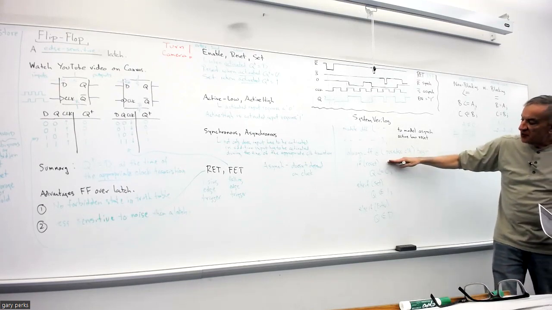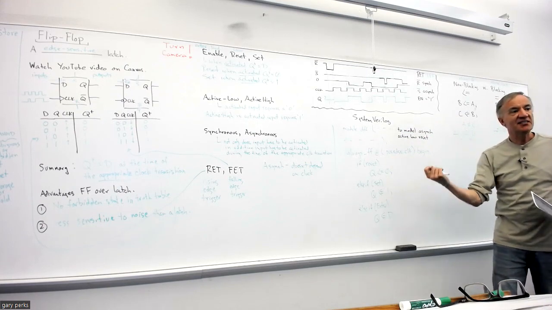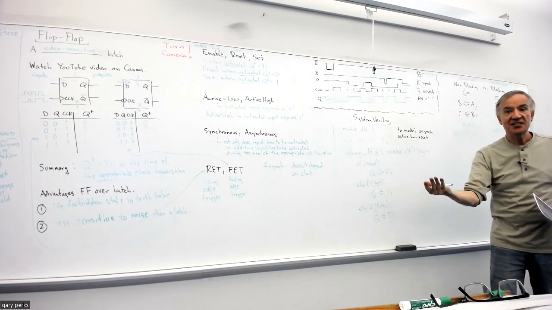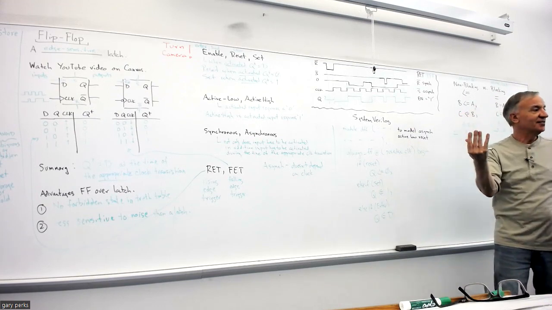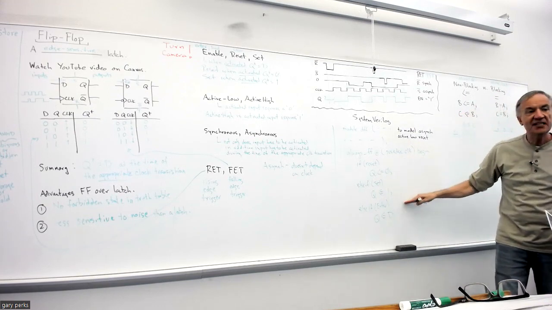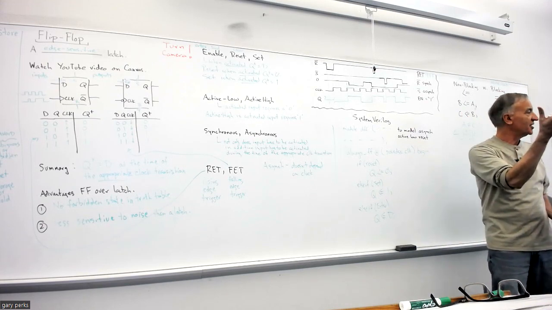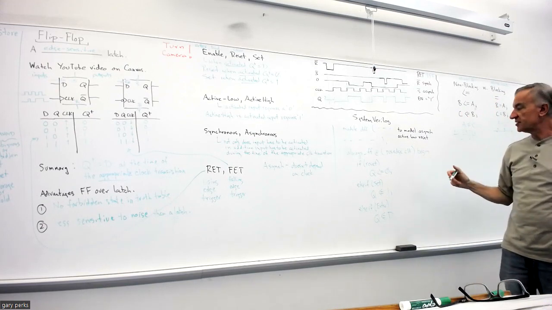And remember, when we had an always comb block, we would want to end with an else, right? Because if you don't end an if statement with an else, it creates a latch. Well, here we do want to create a latch because that's the memory, right? So if we're not doing any of these things, we just want to retain the previous output. Okay, we want to store the previous output.